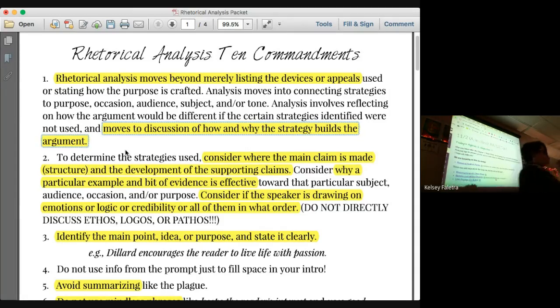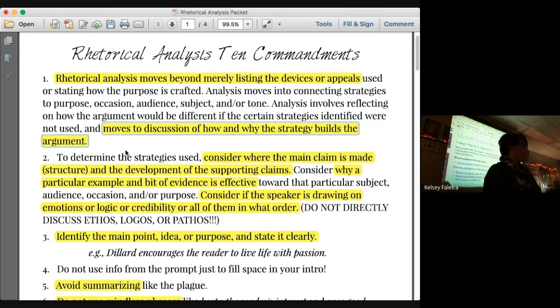Okay. Number five, avoid summarizing. Do not tell me what the text says because I've read it, right? Tell me why it matters and how it's said. What is the text doing, not what is the text saying? And you guys know that from lit analysis. It's the same thing, right? Summary tells us who and what. Analysis tells us why, how, and so what. And that's what we care about.